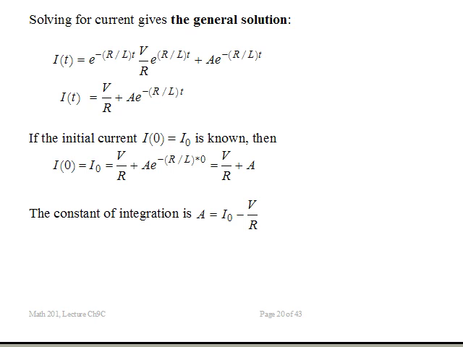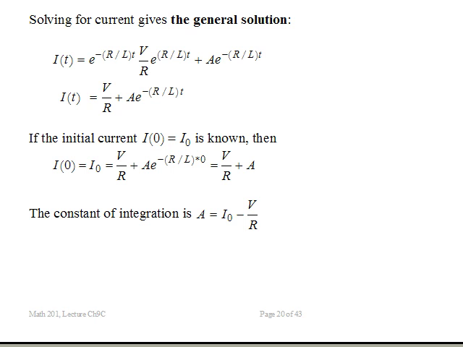I can simplify this a little bit because this is negative, this is positive. Since they're multiplied, I can add those two powers together, minus R over L t and plus R over L t, and get 0. E to the 0 is 1. So this is the equation I get for the general solution. The current as a function of time is V over R plus some constant A, e to the minus R over L t.